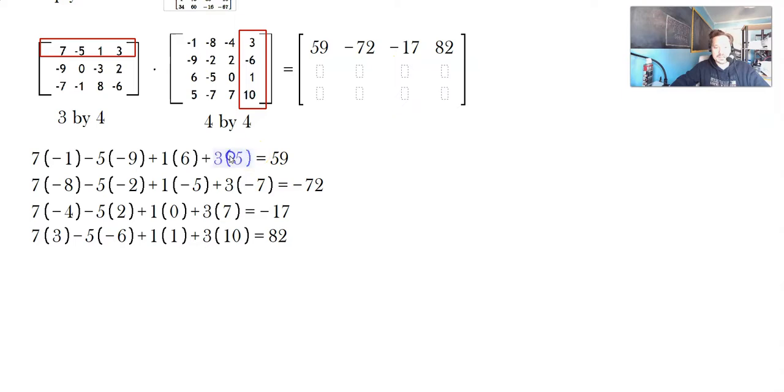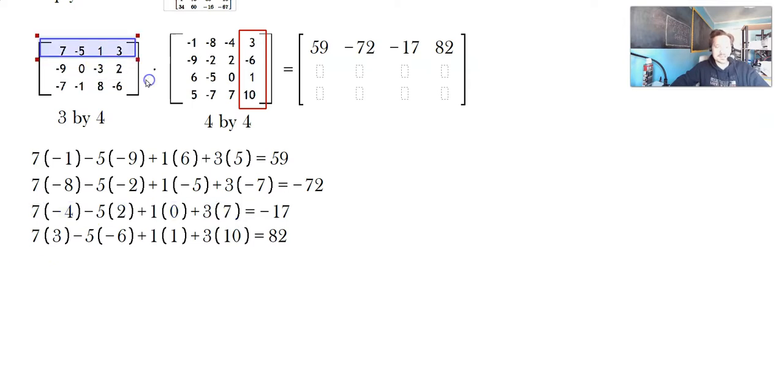Each of these calculations that you see on the screen is called a dot product. You take the 7, you multiply by the 3. Then you add to it the -5 multiplied by the -6. Then you add to it the 1 multiplied by the 1. Then you add to it the 3 multiplied by 10. So this kind of calculation is called a dot product.